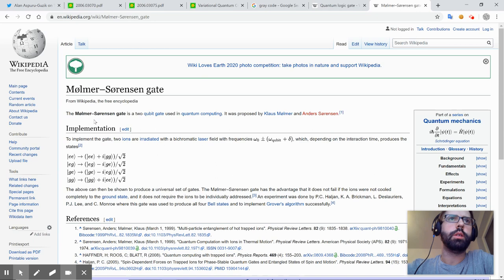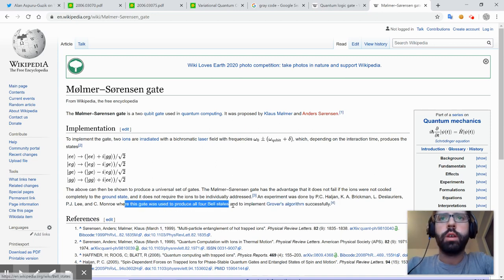The MS gate is a 2-qubit gate used in quantum computing. It was proposed by Klaus Mølmer and Anders Sørensen. To implement the gate, 2 ions are irradiated with a bichromatic laser field with frequencies and so on. The above can then be shown to produce a universal set of gates. The Mølmer-Sørensen gate has the advantage that it does not fail if the ions were not cooled completely to the ground state. It does not require the ions to be individually addressed. An experiment was done where this gate was used to produce all 4 Bell states.